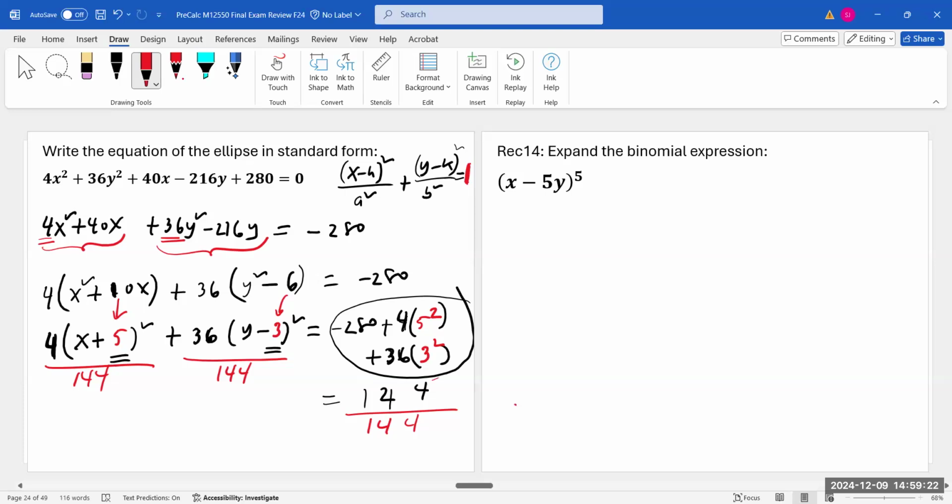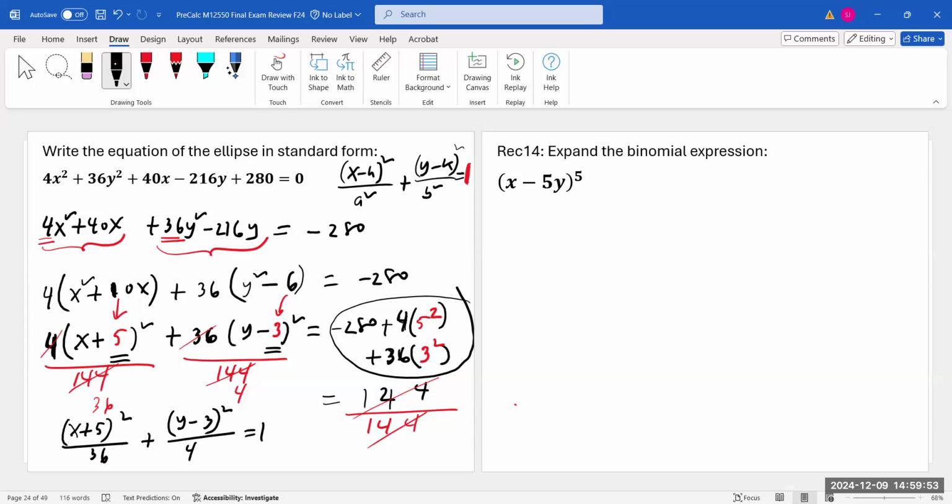So 144, they cancel out. And 4 goes into 144 36 times. 36 goes into 144 4 times. In other words, we have (x plus 5) squared over 36 plus (y minus 3) squared over 4 equals 1.